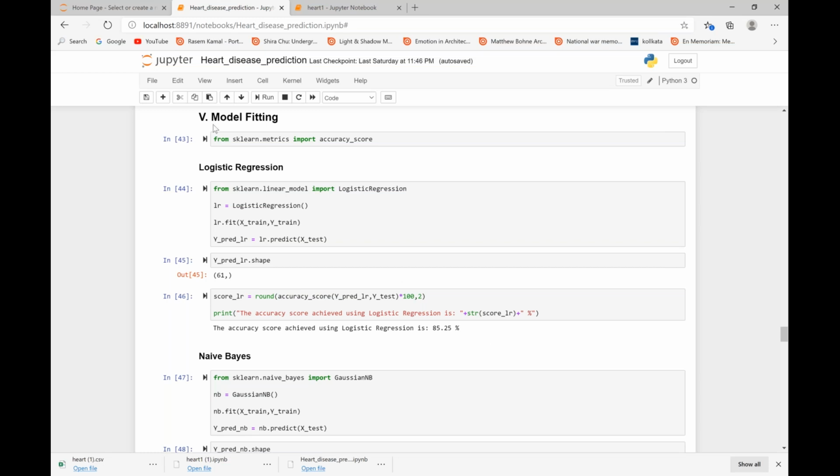And then here, when we run this code of logistic regression, we can see that 85.25% of accuracy is being obtained from this model.